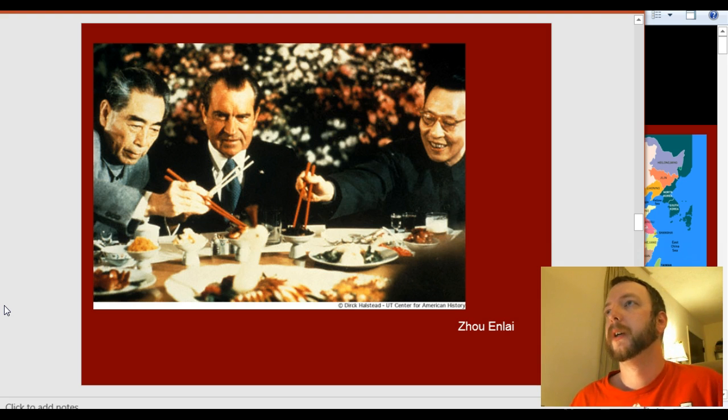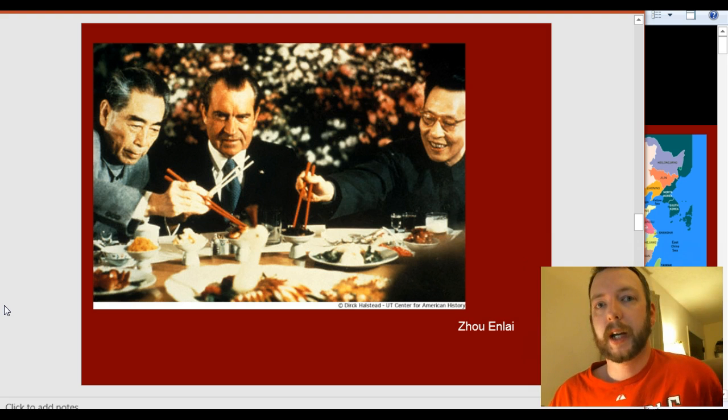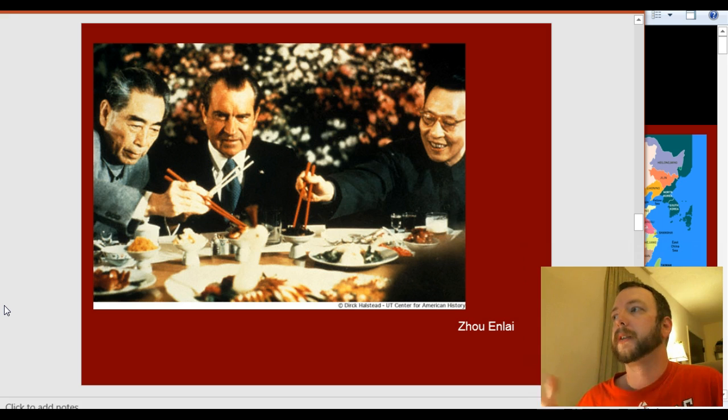But here you can see him dining with, at the time, President Nixon. So here he is having dinner with him, and President Nixon looking kind of put off by the chopsticks. So anyway, this is Zhou Enlai.